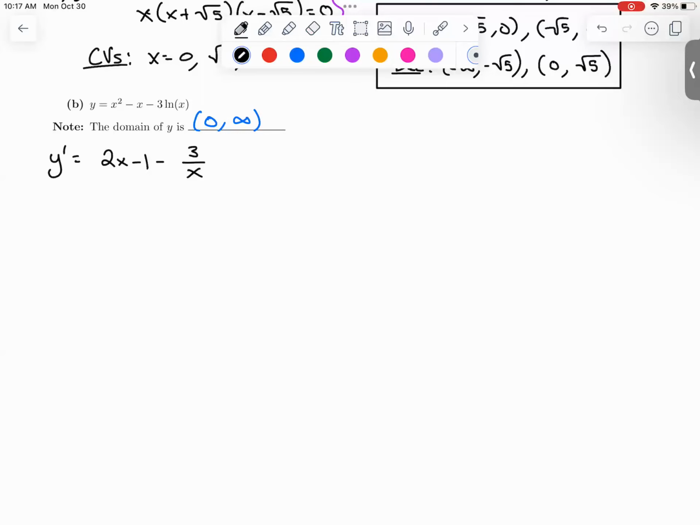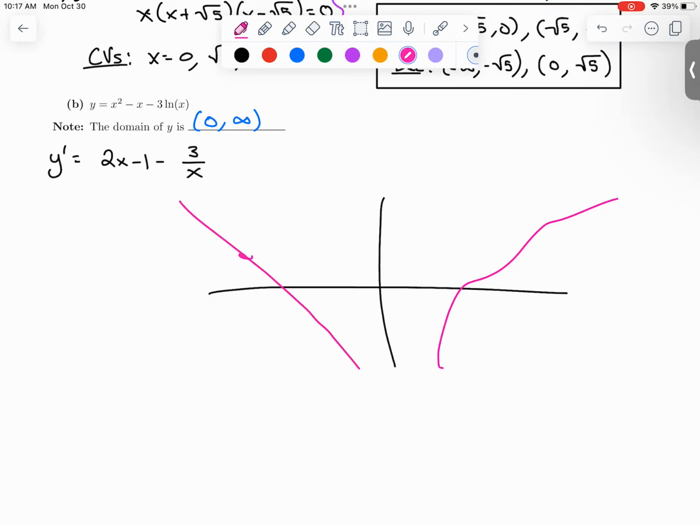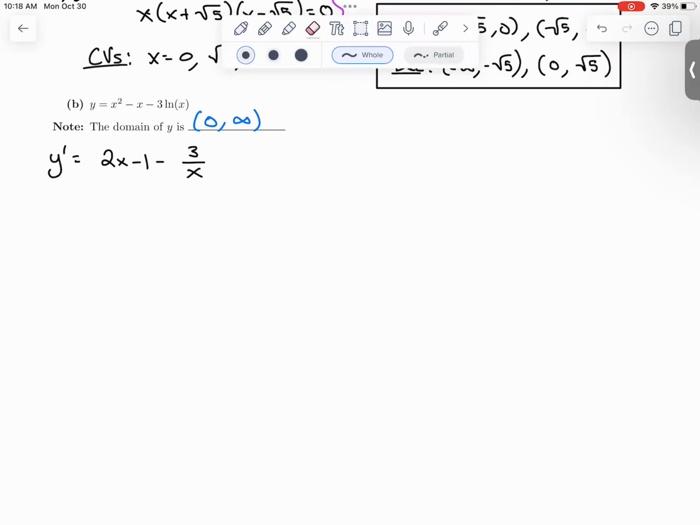But because the domain of the original function is 0 to positive infinity, our derivative is only defined for positive numbers, right? The function looks like something along the lines of this. And so it's only defined for values greater than 0. You can't have a tangent line over here because it doesn't exist there. So that's the reason why I wanted to mention that, because when you look at the derivative, you might think that it's defined everywhere when it's not. But regardless, we still solve it the same way.